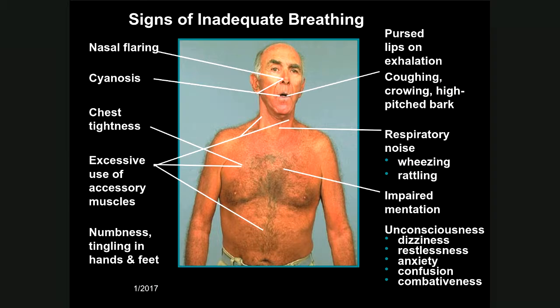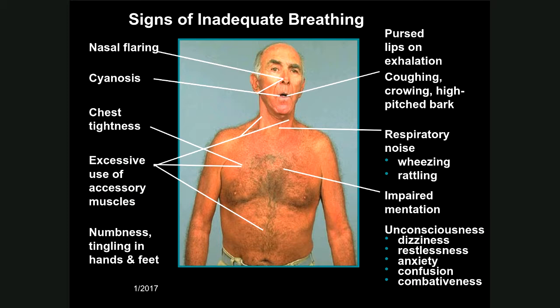Here you have some signs of inadequate breathing. Going down the left side, nasal flaring. We see that a lot more in infants and children than we do in adults, but we can see nasal flaring occasionally. Cyanosis. Remember cyanosis being kind of a bluish hue to the mucous membranes around the oral cavity area, the lips, nose, the skin. They may complain of chest tightness.